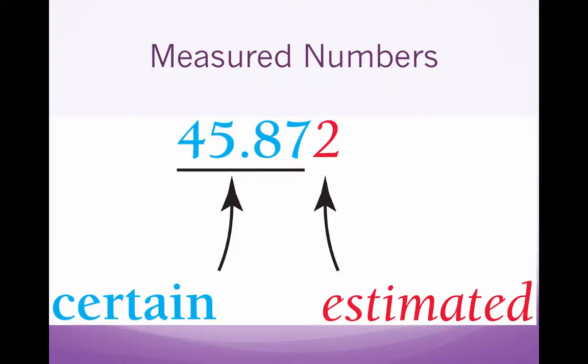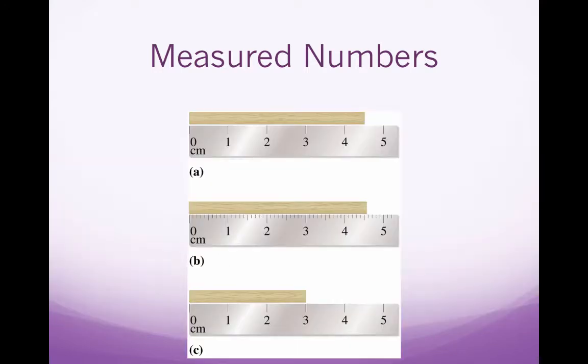Okay, let's talk about measured numbers. Every measured number has a certain and an estimated or uncertain part. So the estimated number will always be the last digit in your measured number. Everything else you know for certain. So let's look at these rulers. So I'm measuring this piece of wood.